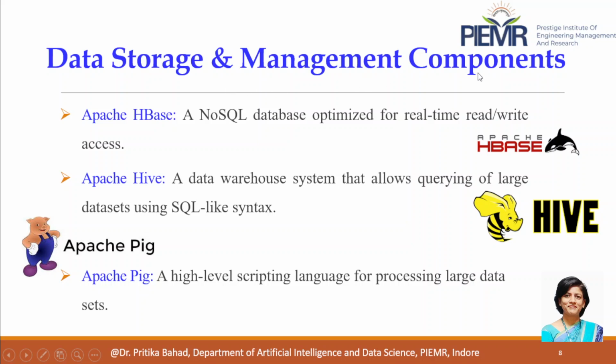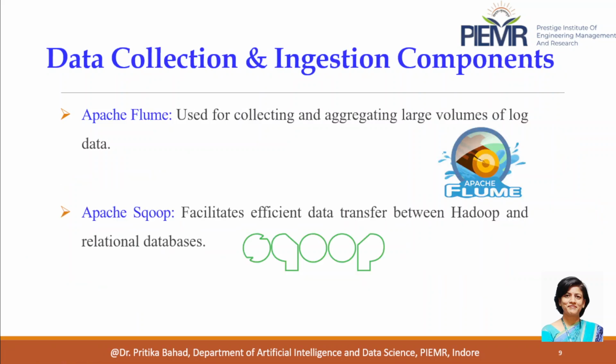For data storage and management components, we have Apache HBase. It is a NoSQL database optimized for real-time read-write access. Apache Hive is a data warehouse system that allows querying of large datasets using SQL-like syntax. Apache Pig is a scripting language for processing large datasets.